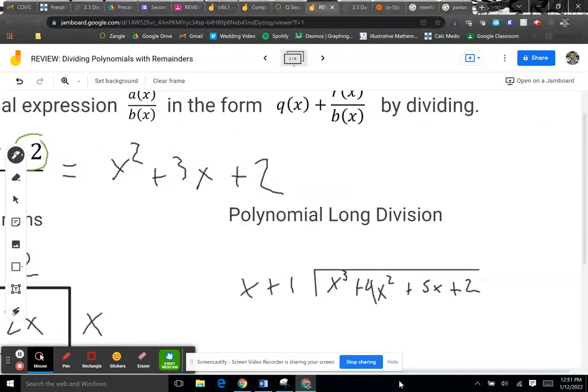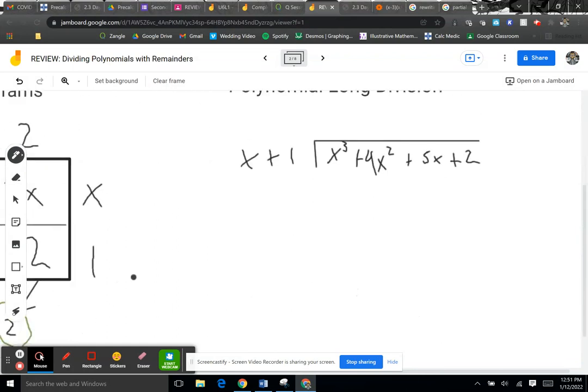And this algorithm works pretty much the same way as the diagram, just a little bit of reverse thinking here. Now we have to ask ourselves, well, x plus 1 goes into this how many times? Well, to start, we'll think x goes into x cubed how many times? Well, it goes in x squared times. I'll write it above its like term. So x squared goes above 4x squared. Wouldn't write it over here.